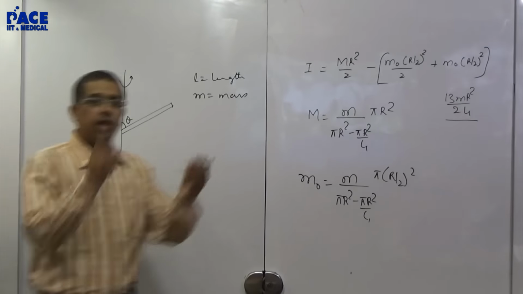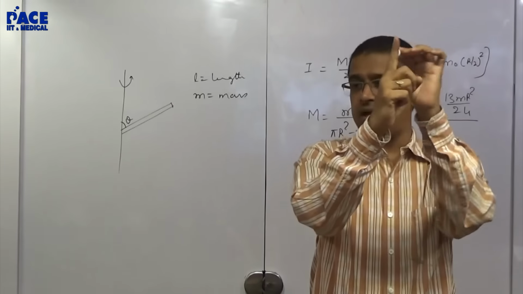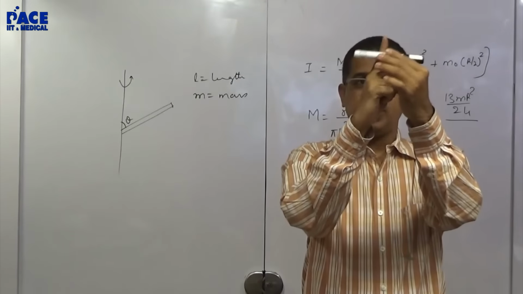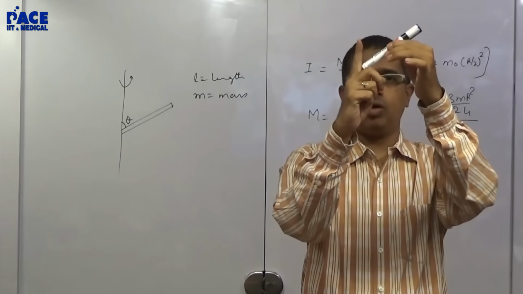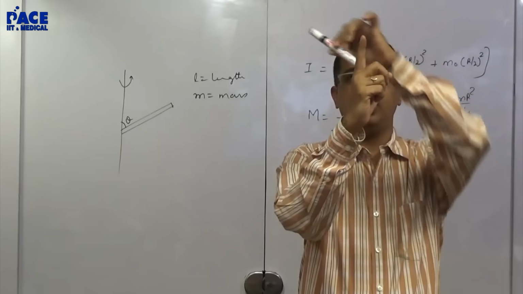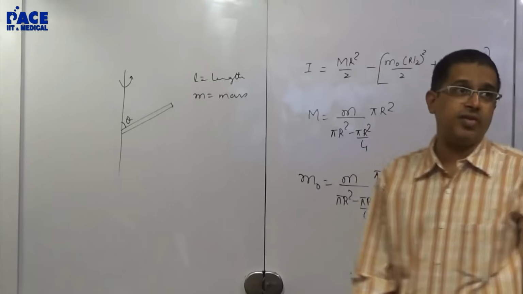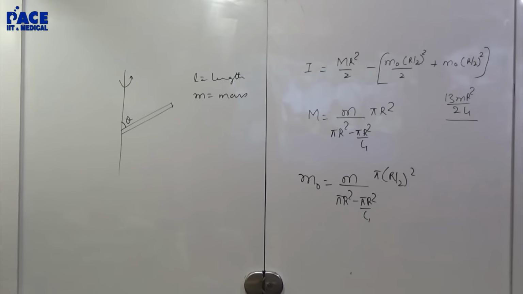Thin rod. Till now, you know the formula for this. It is ml square by 3 about the end, and ml square by 12 about the center. But now the rod is not perpendicular to the axis. The rod is making an angle of theta, and it will rotate this way. Find the moment of inertia. Make it fast.